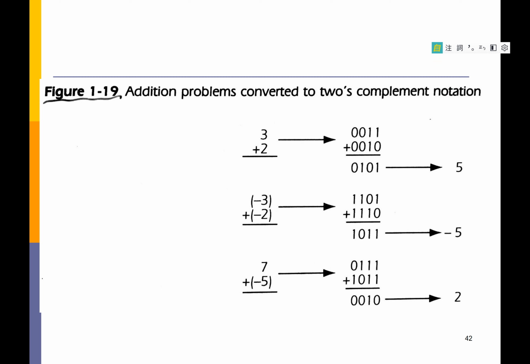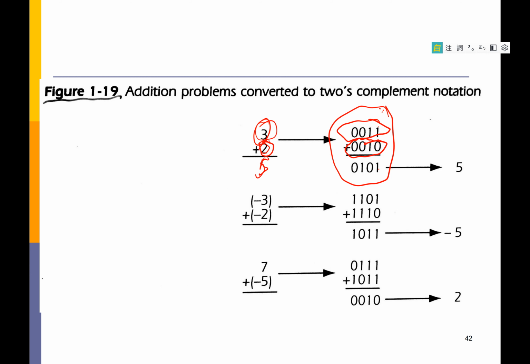In fact, in the decimal system, we have 3 plus 2. We know the answer is 5. But in two's complement notation, 3 is 0011 and 2 is 0010. In the decimal system, you can easily do the math, which gives you the answer of 5. But in the binary system, we can do the same. We do the binary addition on the right hand side here.